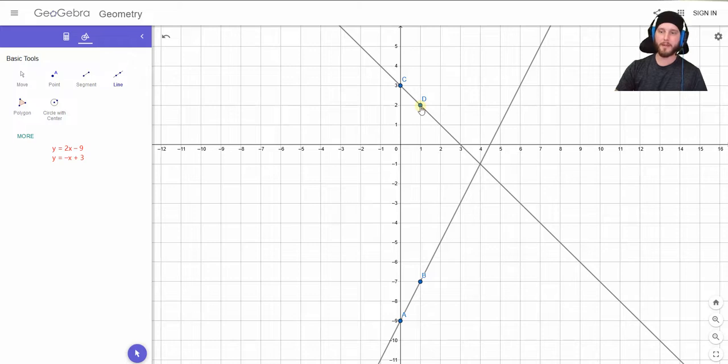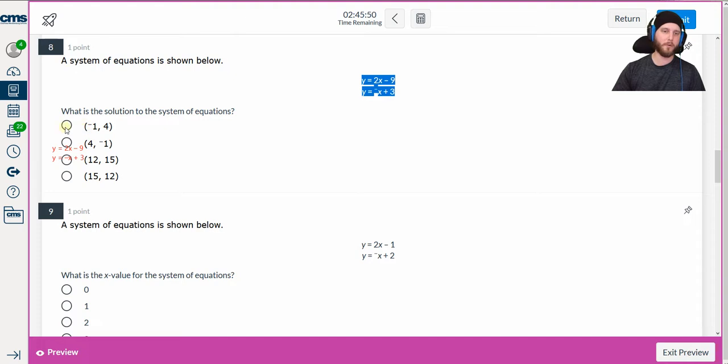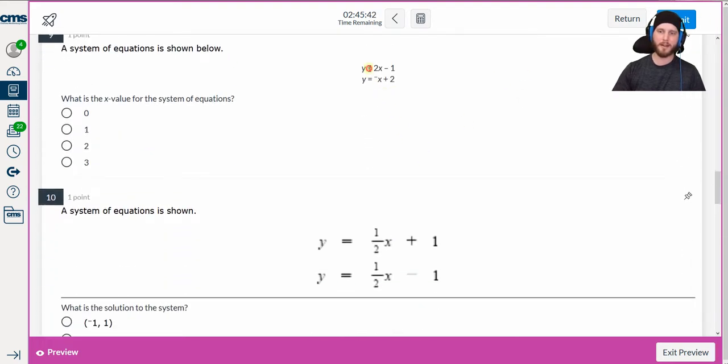Like that. And my answer to this one is going to cross at 4, negative 1. That's my answer. My answer to this one is 4, negative 1. Okay? Let's go ahead and move on to number 9. Number 9, here are my two equations.